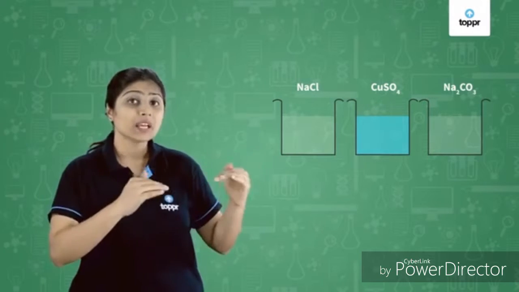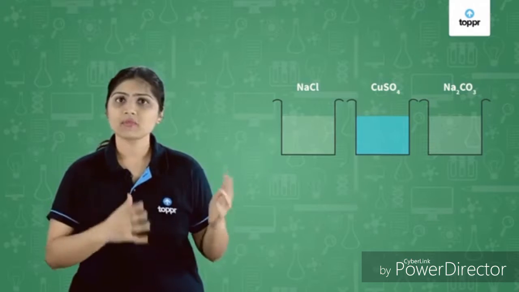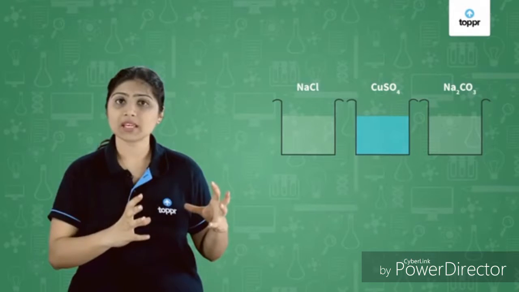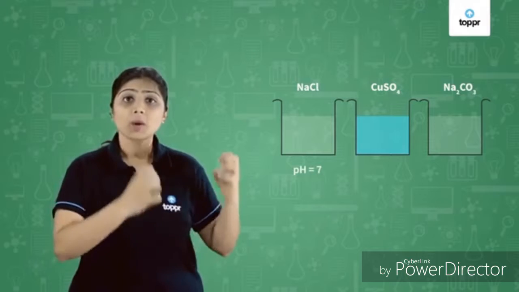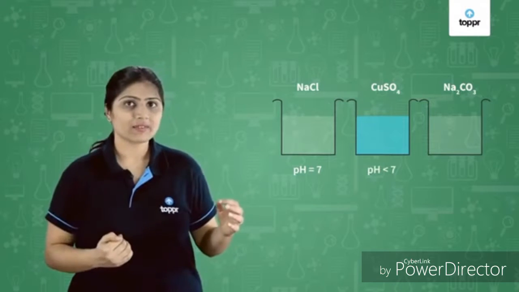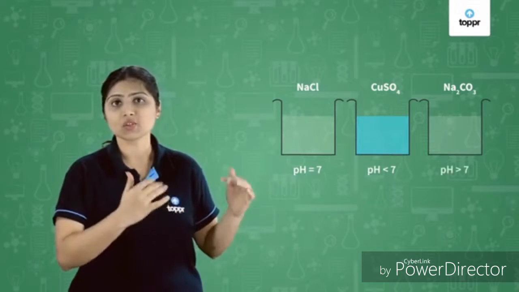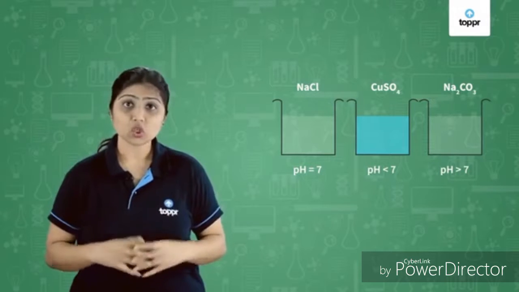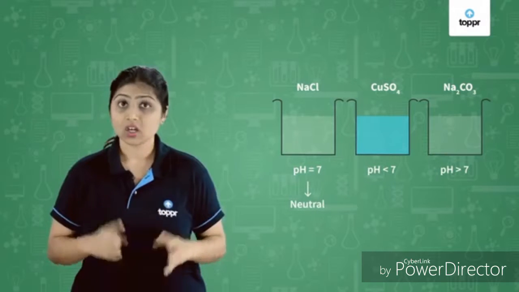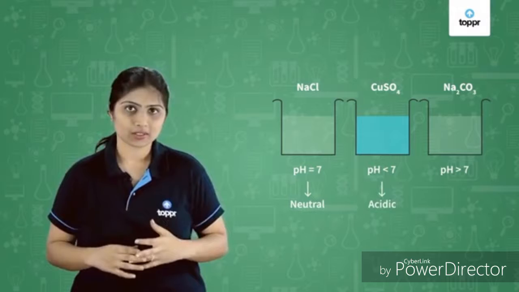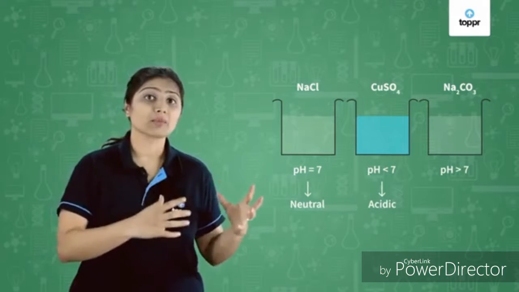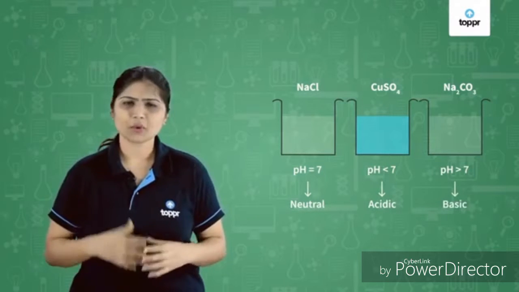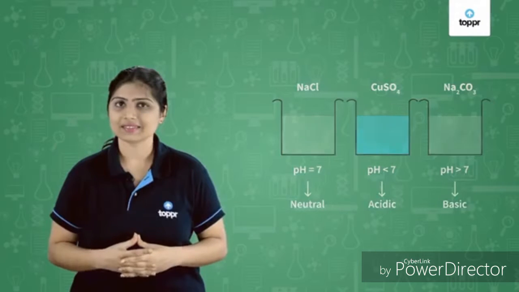Now let's check the pH of each solution. We find that sodium chloride's pH is 7. Copper sulfate's pH is less than 7 and sodium carbonate's pH is more than 7. That means sodium chloride is a neutral salt. Copper sulfate is an acidic salt, whereas sodium carbonate is a basic salt. What could be the reason behind this?